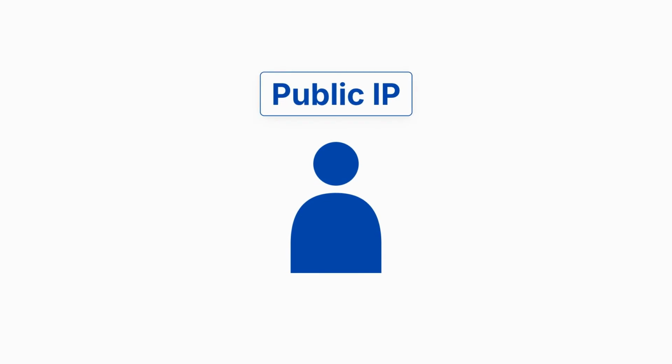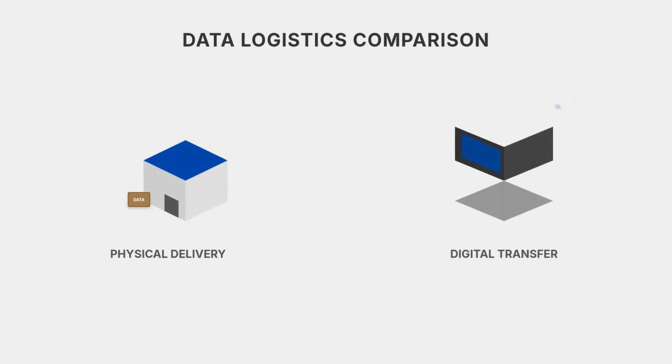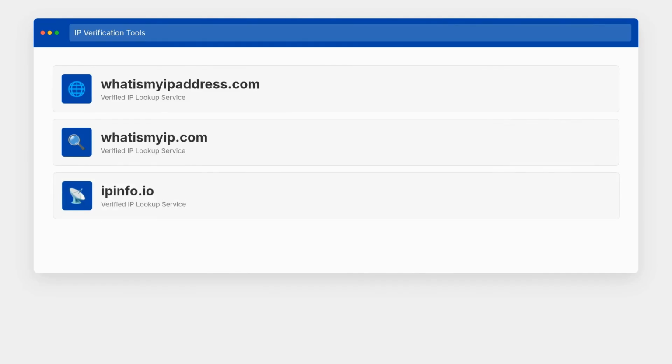When we talk about a public IP address, think of it as your identity on the internet. Just like your home address is used to receive parcels, your public IP is used to send and receive data over the internet. Many people use websites like whatismyip.com or ipinfo.io to check their public IP. Now let's understand how these websites actually know your public IP step by step.